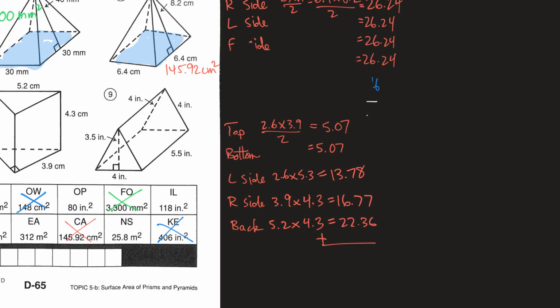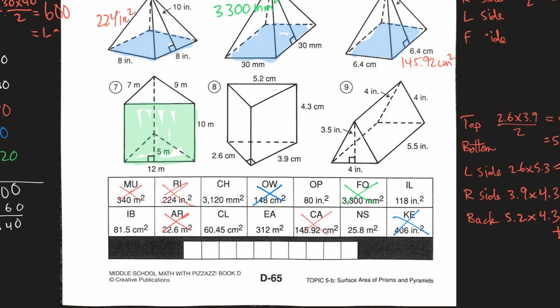And I need to add up all these numbers. So I'm going to do it now. 22.36 plus 16.77 plus 13.78 plus 5.07 a second time. And I get a final answer of 63.05. And let's see what I got here. 63.05.